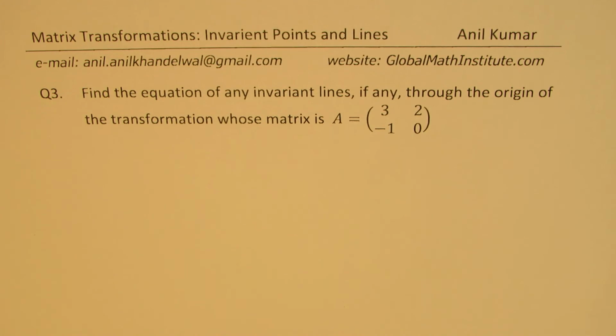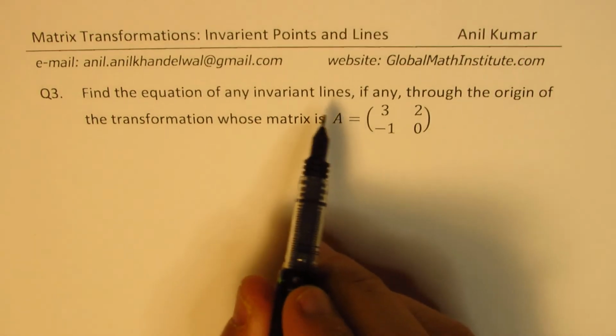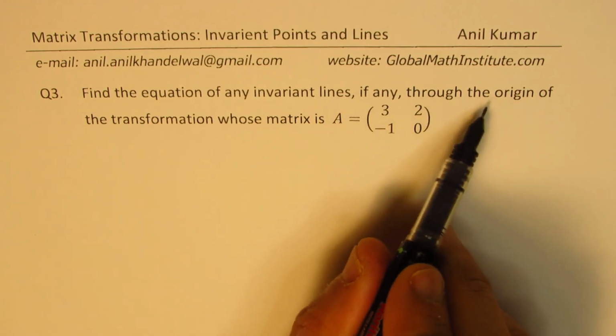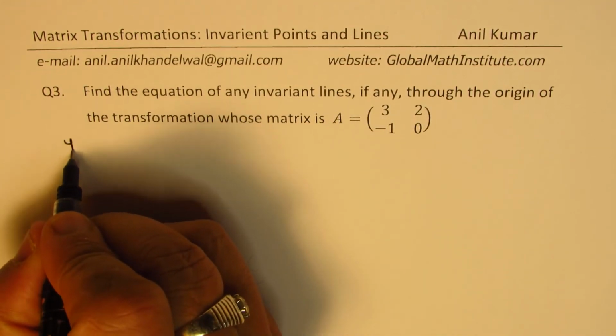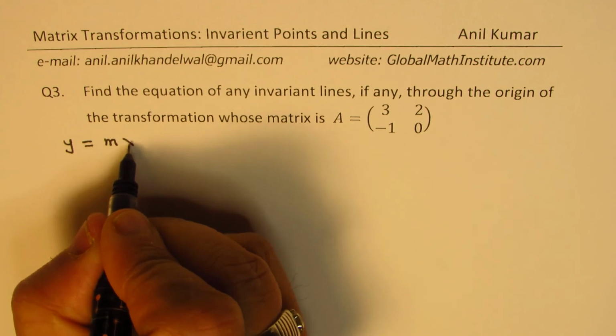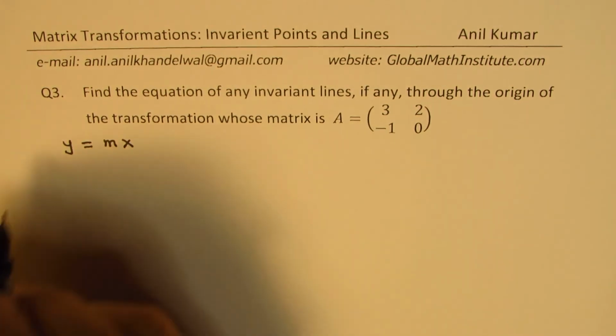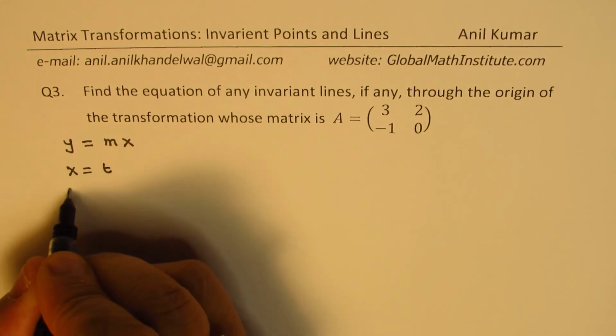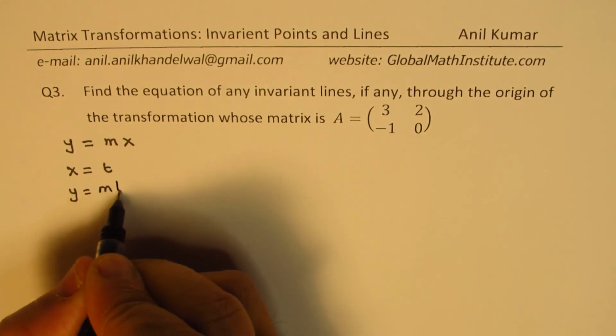Now here is the last question, which is question number 3. Find the equation of any invariant line through the origin of the transformation whose matrix is A equals 3, 2, minus 1, 0. So we are now talking about the equation of any invariant line, if any, through the origin. So that means a line of the form y equals mx, correct? So in that case, in parametric equation, if x equals t, then y equals mt, right?